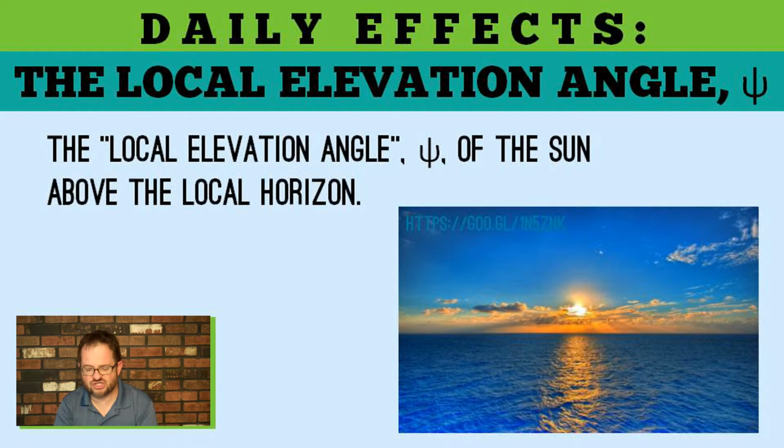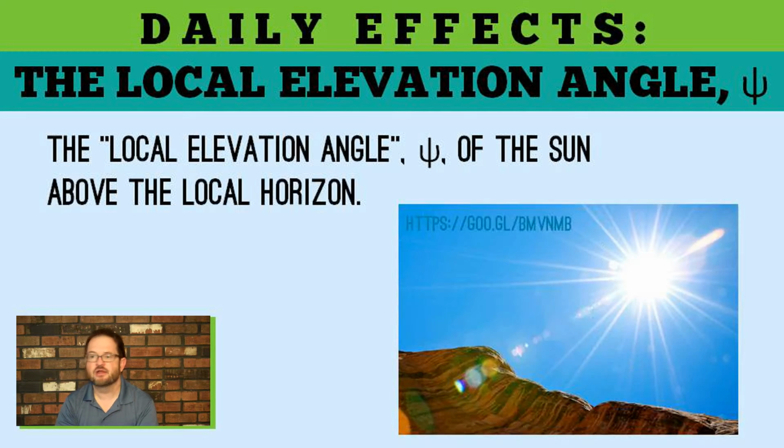This local elevation angle, which is the right term for our sun angle, is called psi. It is how high above the horizon the sun is at any given time. Obviously it varies hugely over the course of the day, from right on the horizon at sunrise and sunset to some angle above the horizon at local noon. This local elevation angle, psi, of the sun is something we're going to be able to compute using an equation that's a couple slides away.